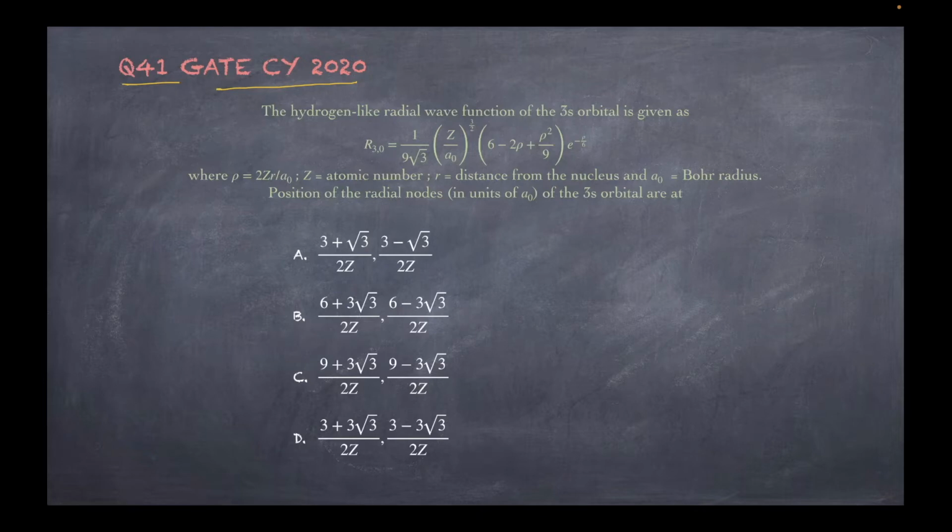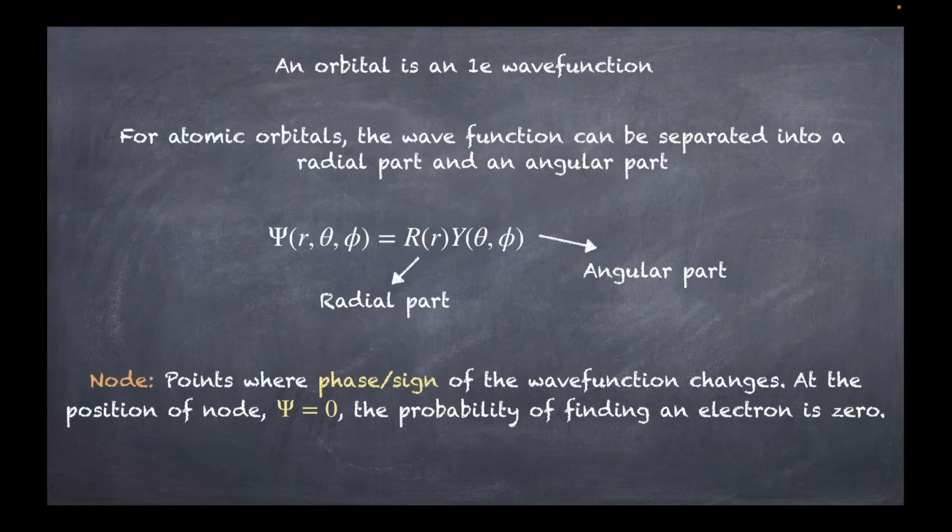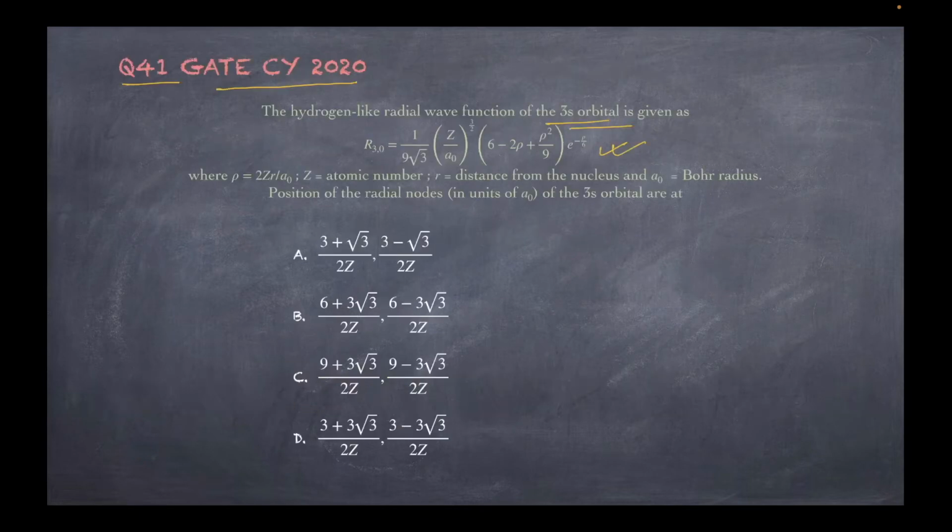The hydrogen-like radial wave function of the 3s orbital is given here, where rho is 2Zr divided by a0, where Z is the atomic number, r is the distance from the nucleus, and a0 is the Bohr radius. Now we have to find the position of the radial node in the units of a0. Now these four options are given here.